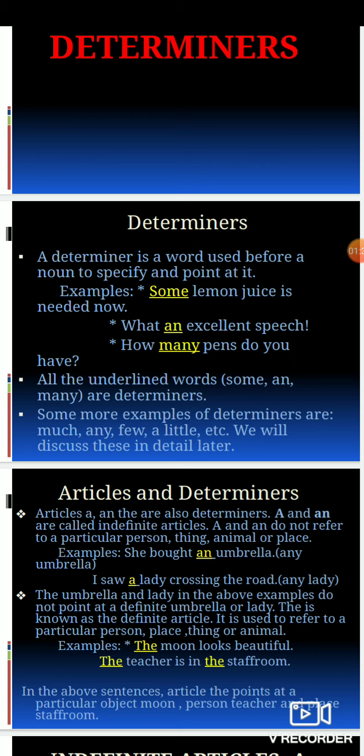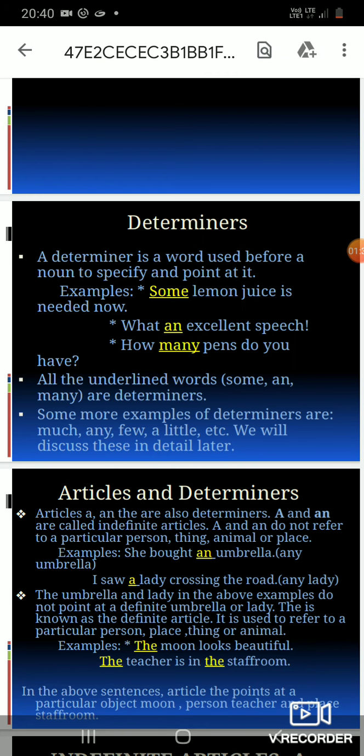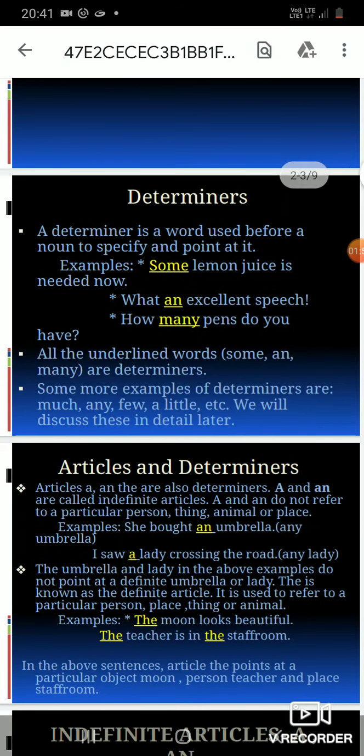So some lemon juice is a noun. So some is specifying the lemon juice. So it means that some is specifying a noun. So it is a determiner. Like the second example, what an excellent speech. So in the second example, what an excellent speech, a is specifying excellent speech. So a speech is also a noun.